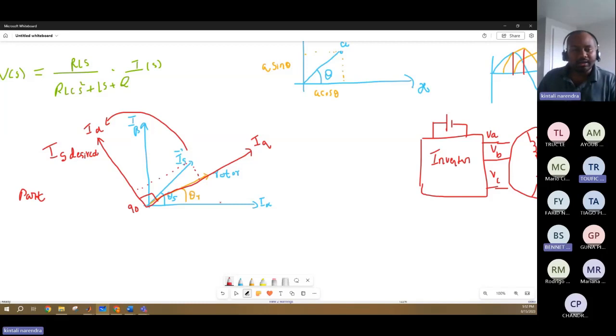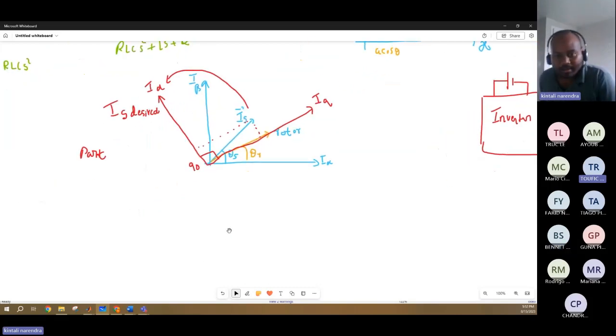The technique is called park. Now, what does the park transform do? We know IS. Now, a question on the park, please.